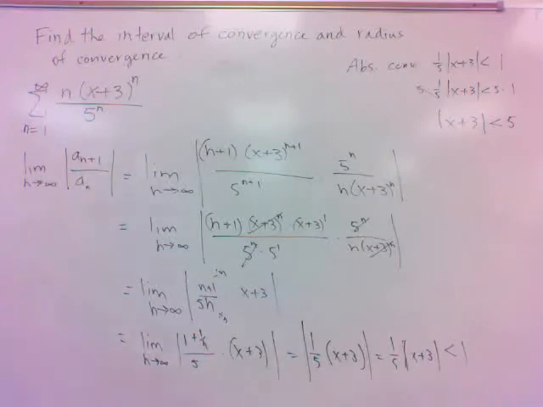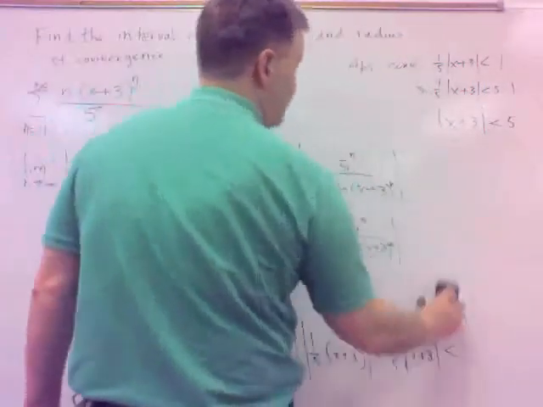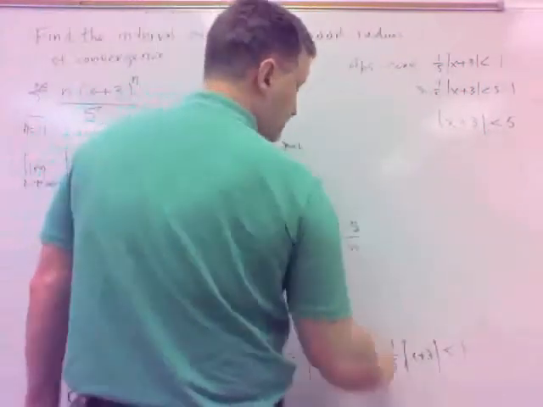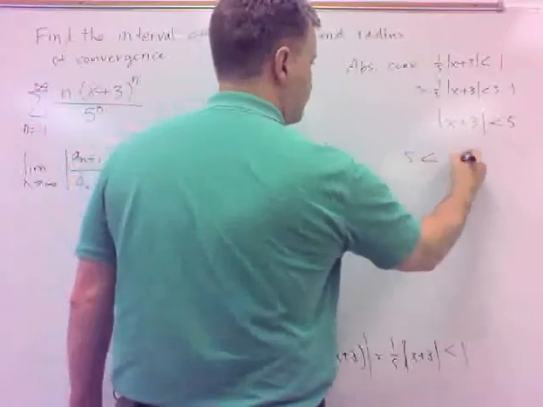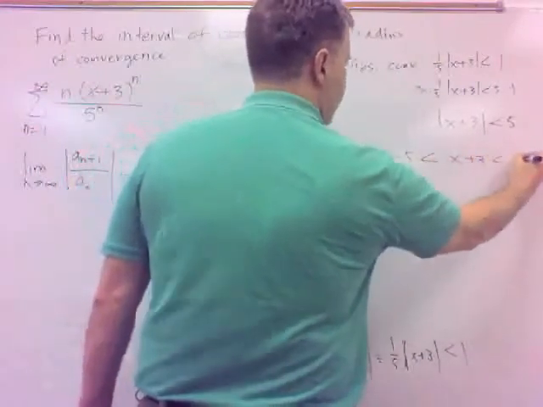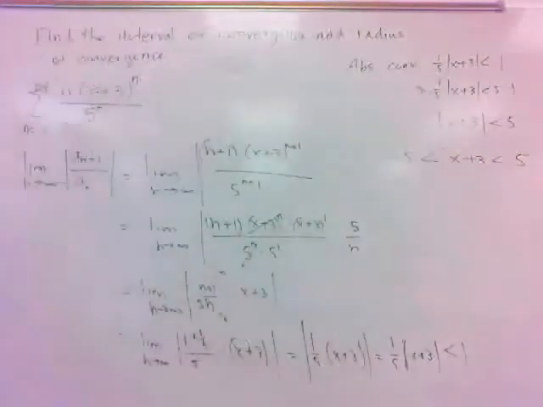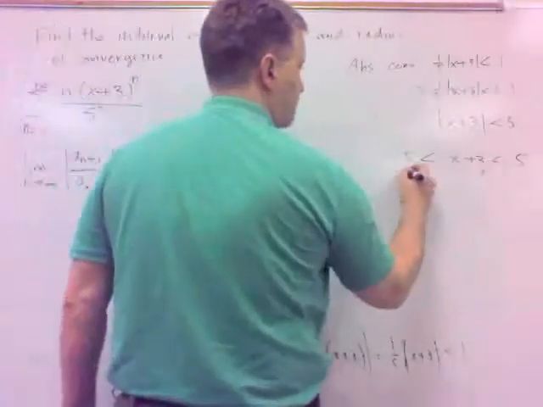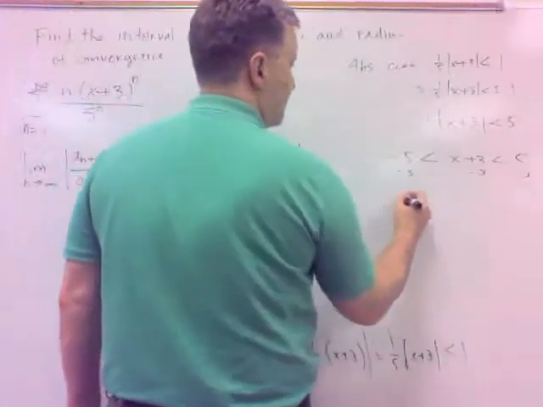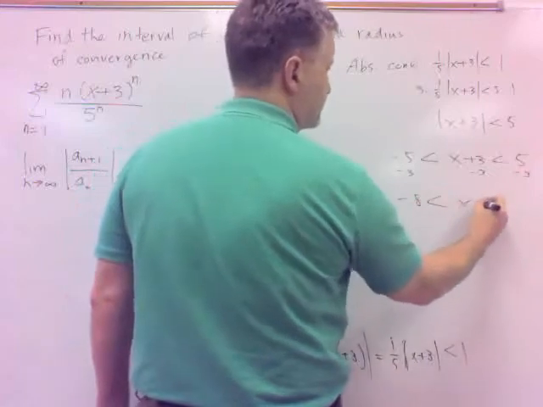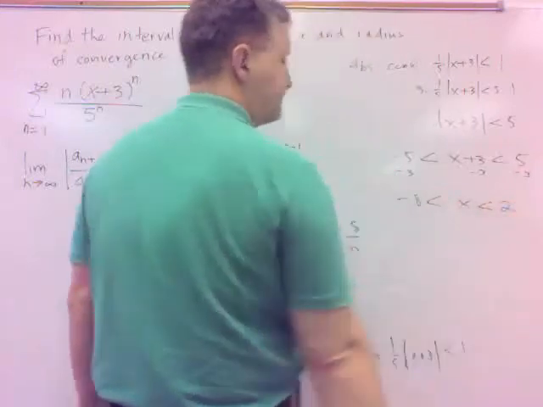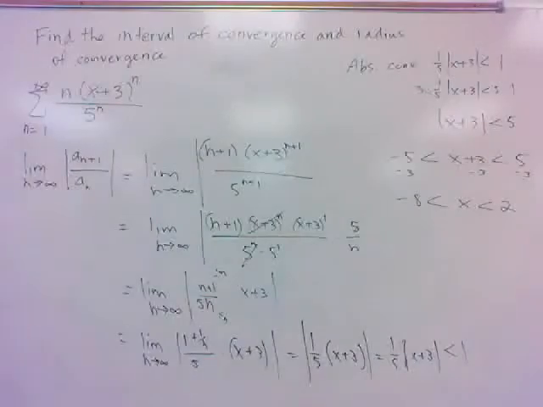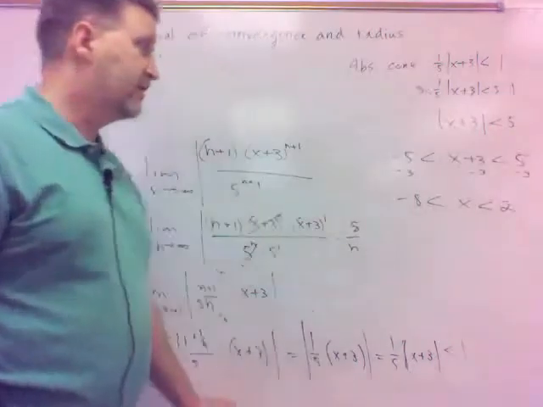Which means if I trap that between positive 5 and negative 5, then I can go ahead and solve it all the way for x, if you will. Just subtract the 3. And so I have negative 8 is less than x is less than 2. Which is, therefore, basically the interval.